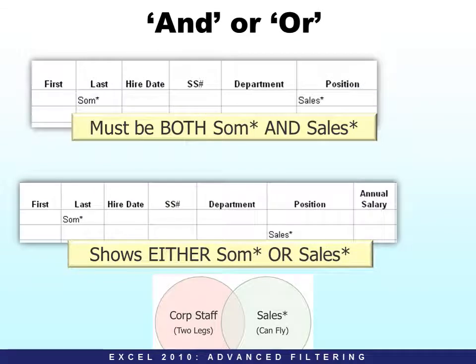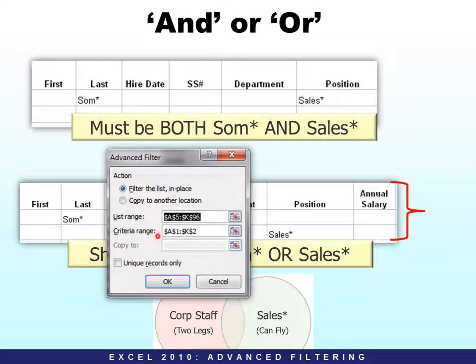In this case, this is an and operation. That means it will only find those that are both SOM, starts with SOM, and in the position of sales, some sort of sales position. However, if I want or, in other words, I want everybody that starts with SOM, and I want to also see everybody who starts with sales, then I must put it on a second line. When I put it on a second line, I must increase the criteria range. I mentioned this earlier, so this K2 would have to then change to K3.